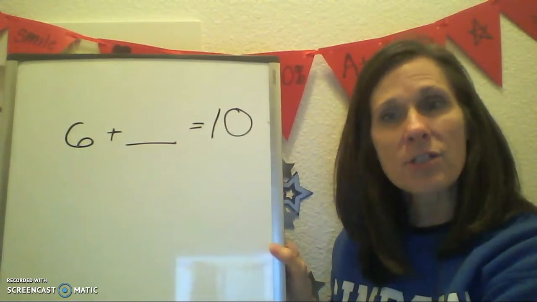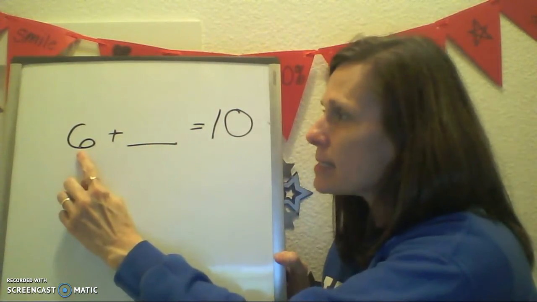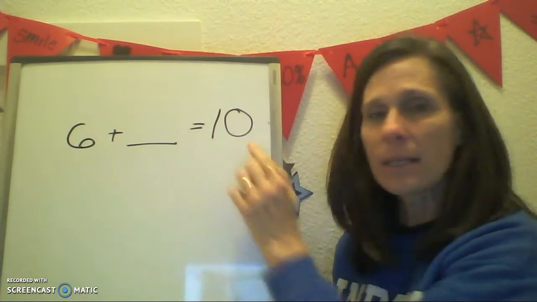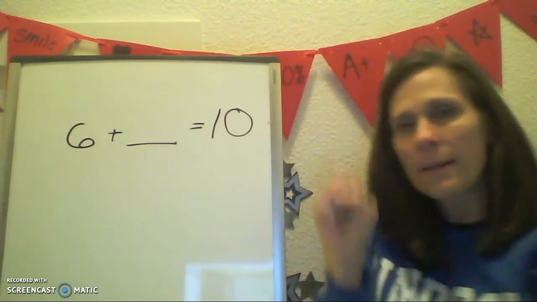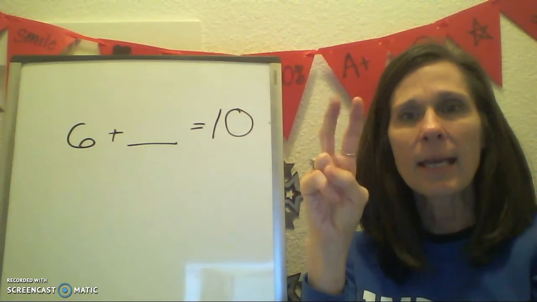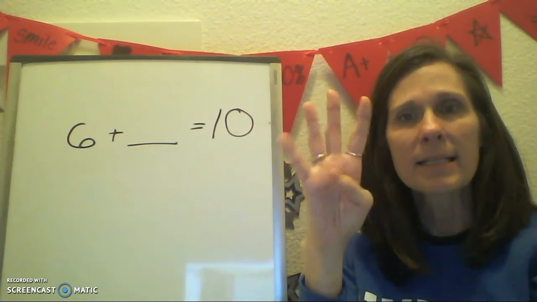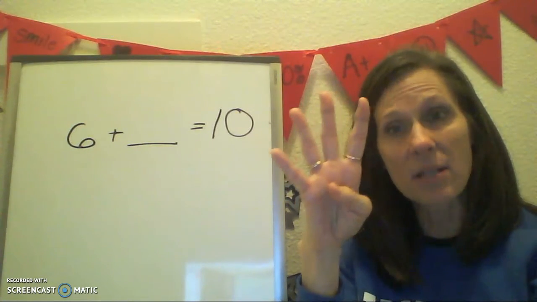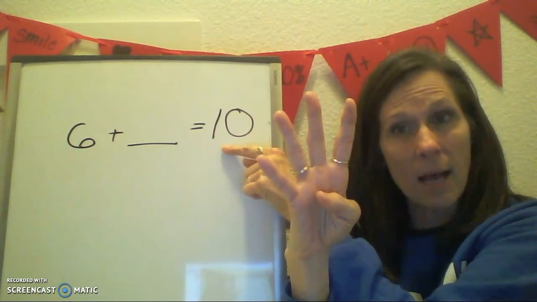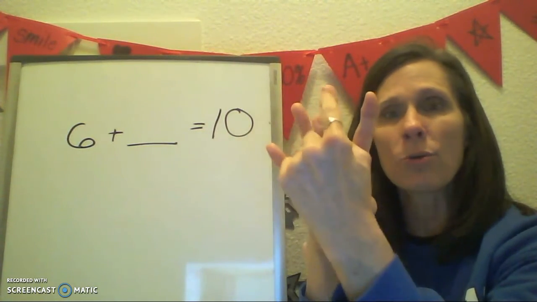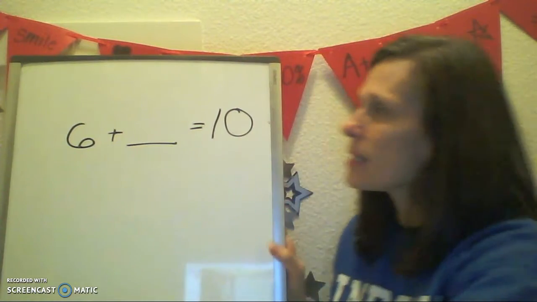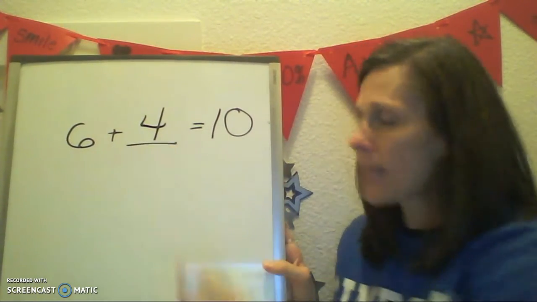I could do this 2 different ways. I could start with my 6 and count up until I get to 10. Let's try it together. Ready? 6, 7, 8, 9, 10. Remember, I'm stopping at 10 because that's my sum. So how high did I have to count up? 1, 2, 3, 4. So 6 plus 4 equals 10.